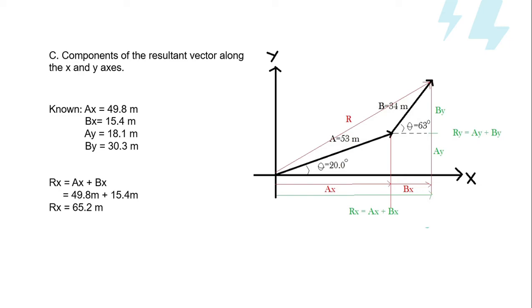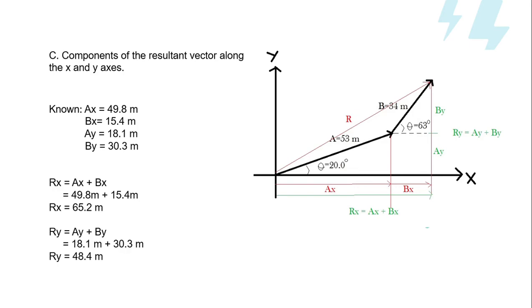Let's see, Ax is 49.8 meters plus 15.4 meters for Bx. Rx is equal to 65.2 meters. The same process, Ry is equal to Ay plus By. So the answer is 48.4 meters.